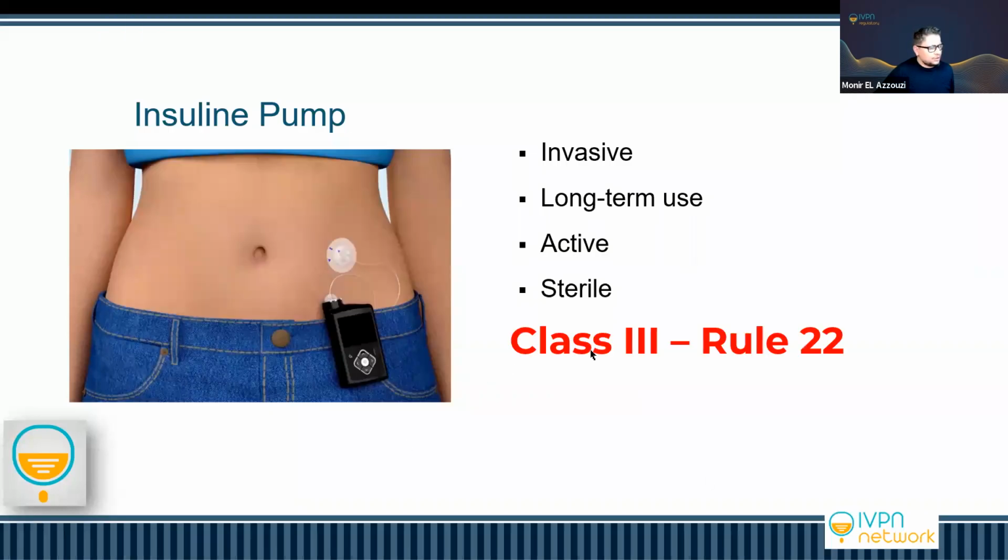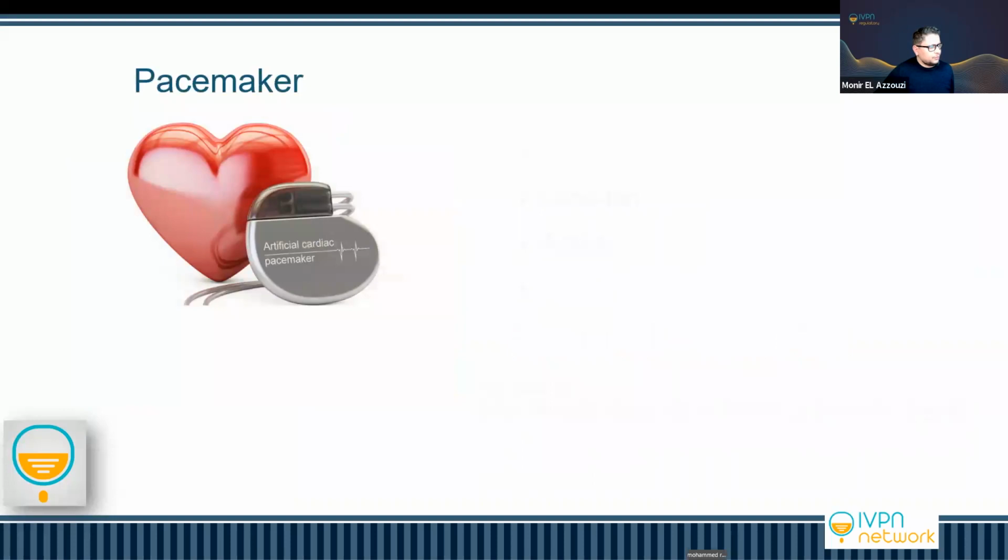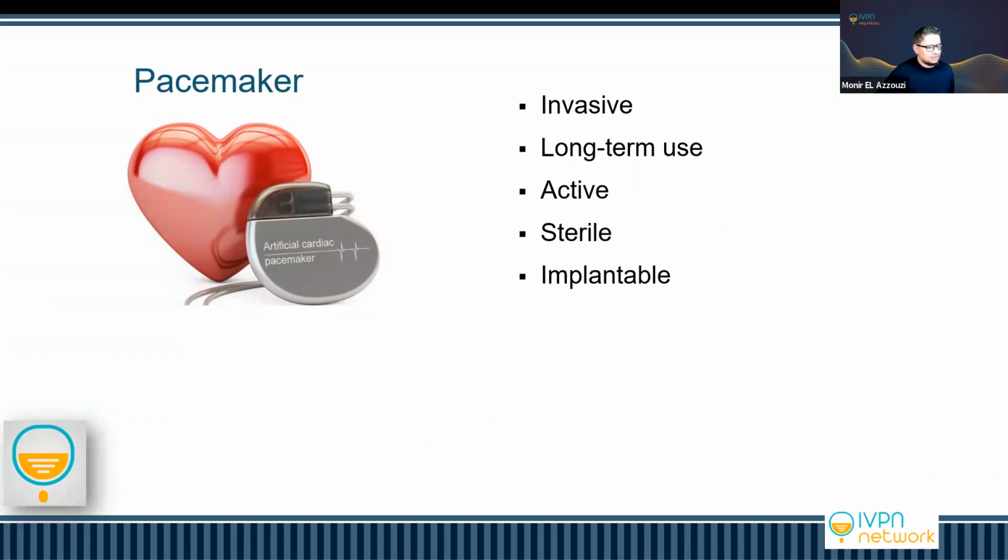So class 3, rule 22, and you have here rule 22 and the elements that are used here. Pacemaker. So everybody knows a pacemaker, an artificial cardiac pacemaker. It's invasive, long-term use, active, sterile, and implantable. So it's between rule 5 and rule 8. Just to make it a bit more precise for you. So rule 5 and rule 8.